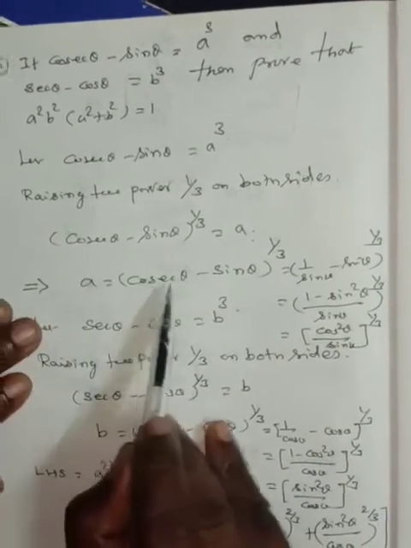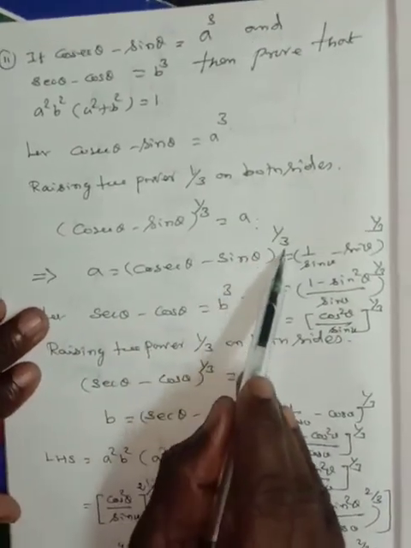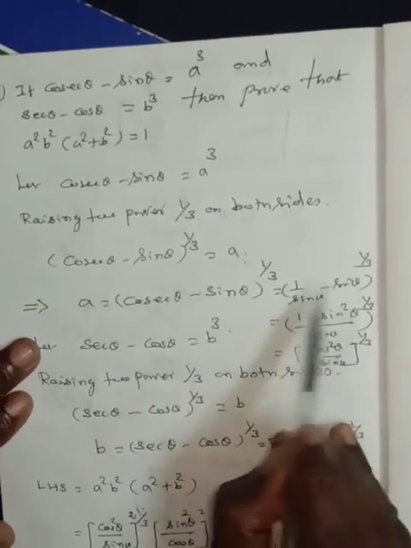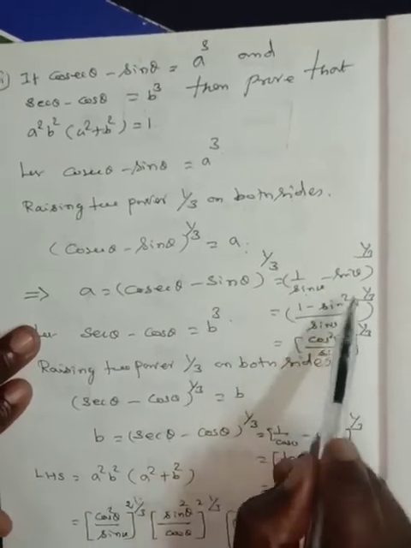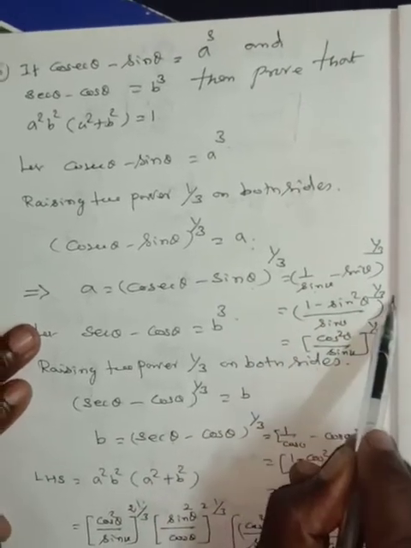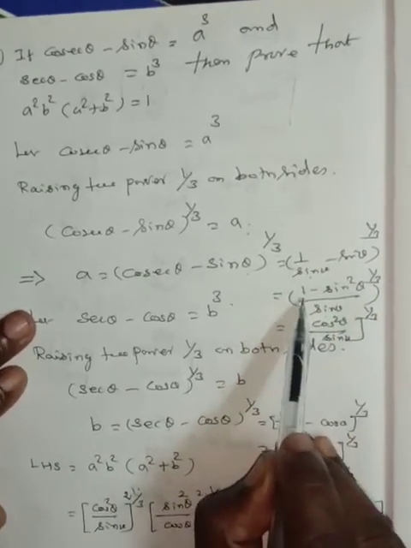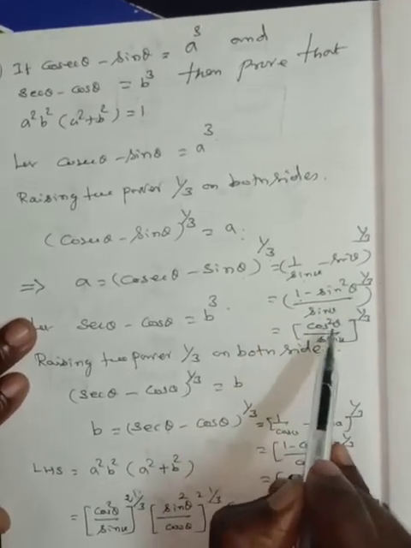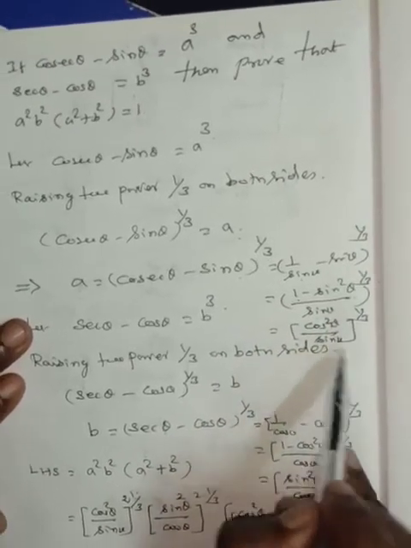This will imply a is equal to cosecant theta minus sin theta whole to the power of 1 by 3. Cosecant theta can be written in the form of 1 by sin theta minus sin theta whole to the power of 1 by 3. Taking LCM, we get 1 minus sin square theta divided by sin theta whole to the power of 1 by 3. We know that sin square theta plus cos square theta is equal to 1. In this case, 1 minus sin square theta is cos square theta. So a is cos square theta divided by sin theta whole to the power of 1 by 3.